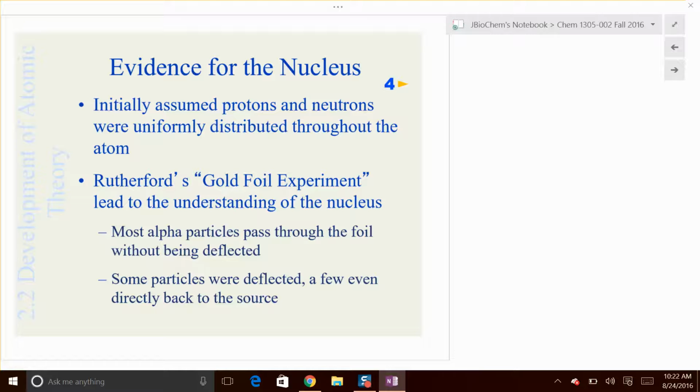He's trying to understand the composition of these atoms. Where are the positive charges? Where are the negative charges? So he takes a positively charged particle, which are alpha particles, which is in fact a helium nucleus. Just the nucleus of a helium atom. We call it an alpha particle.